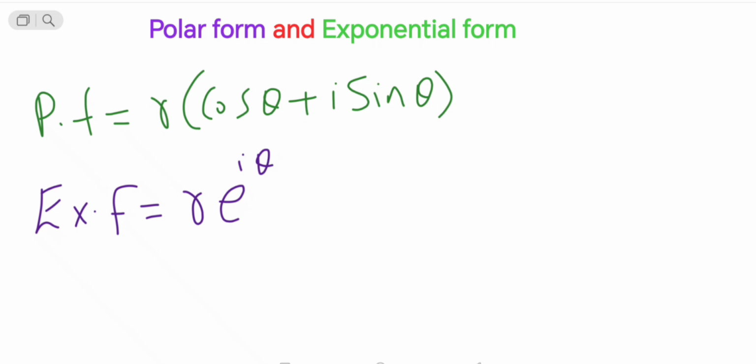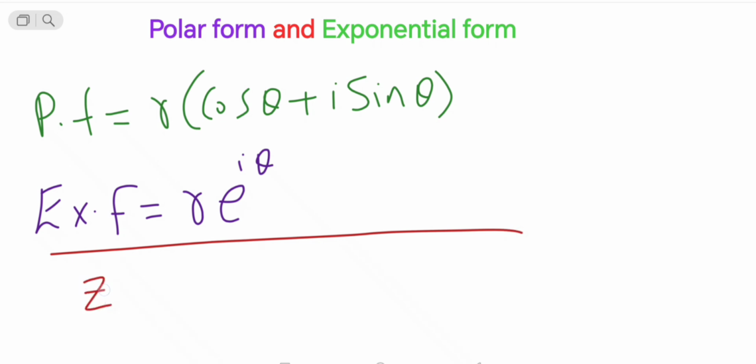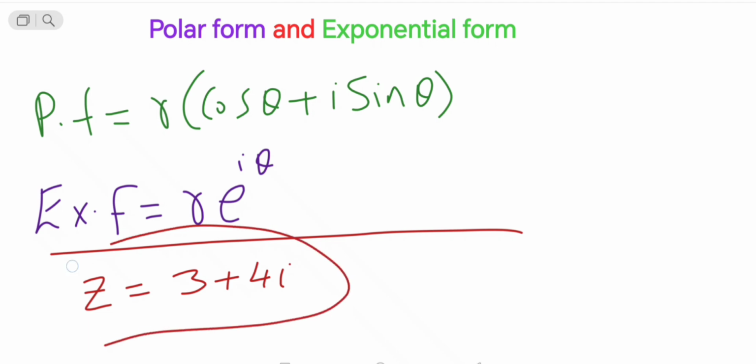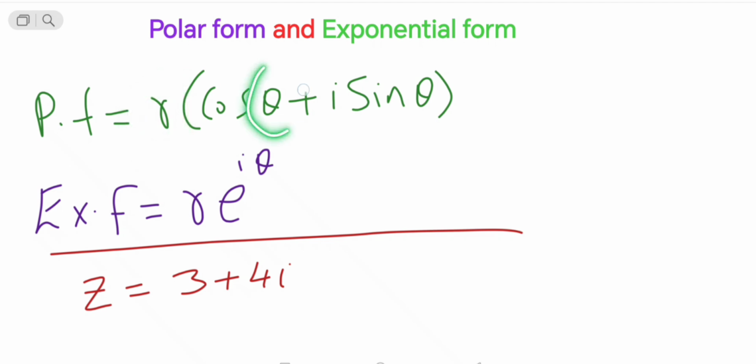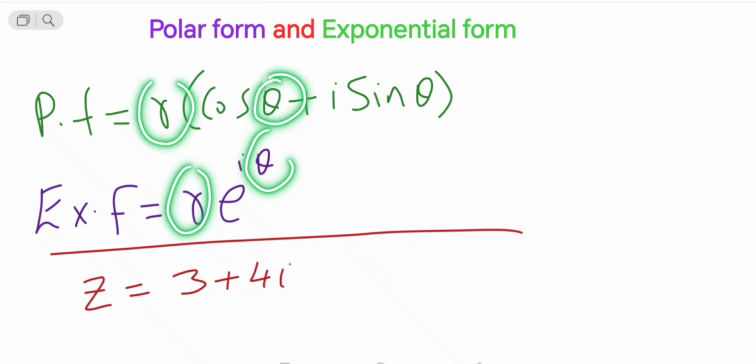So how to find a polar form? If a complex number is given, for example, z equal 3 plus 4 iota. So this is a given complex number. They are asking to write it into a polar form and exponential form. So to write in a polar form, we need to find r and we need to find theta. Two things we need to find. Then we can write in exponential form and polar form.